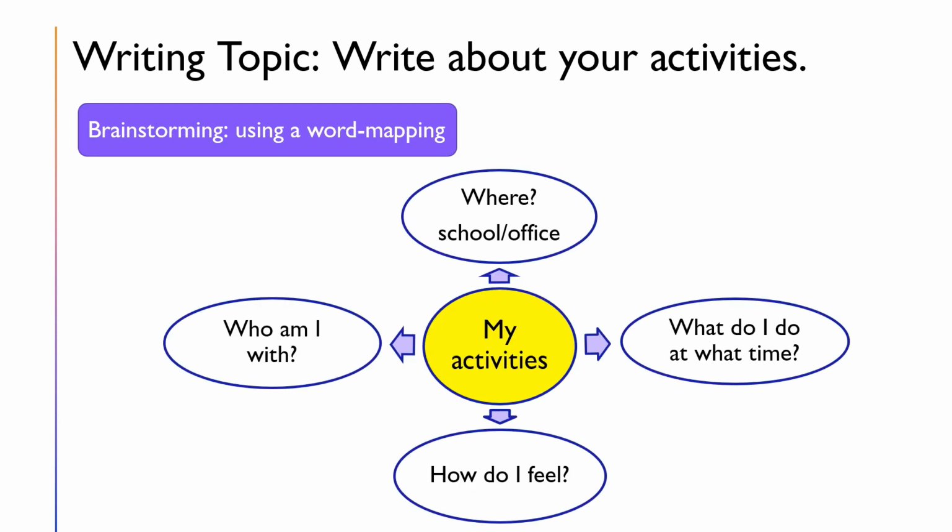Now, from the topic, my activities, you narrow it down to, let's say, where? At school or at the office? Then, what do I do? At what time? How do I feel? And who am I with? You can add more points to write there and try to answer the question words: who, what, where, when, why, and how, or 5W+1H. You can write a draft of your paragraph first.